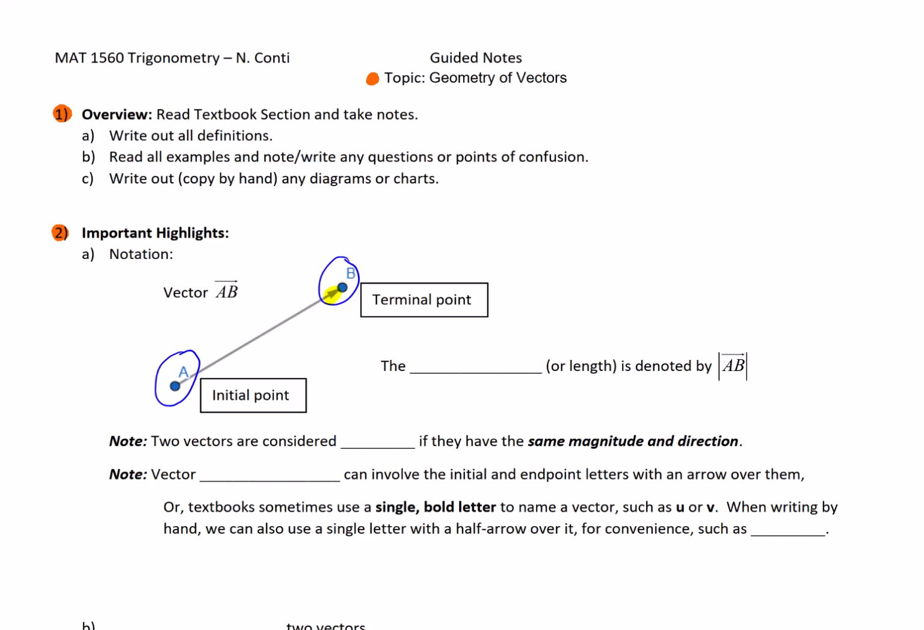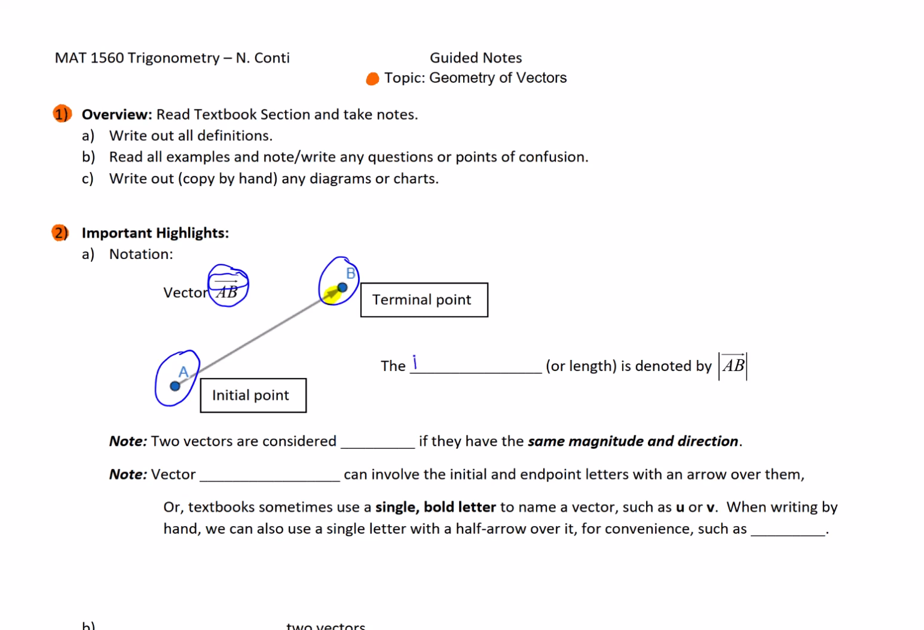And then the notation for such a vector could be labeled as two capital letters indicating the initial and terminal points. We've labeled those A and B. So you could have a capital A and then a capital B in order, first and second, with an arrow over the top of them indicating the direction of the vector. That's just a commonly used notation for vectors.